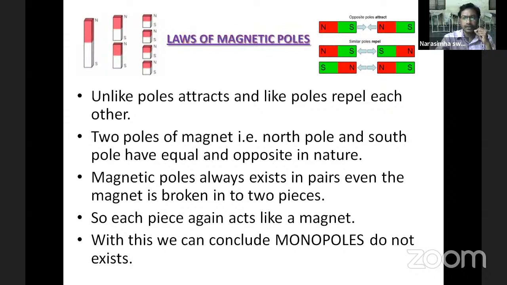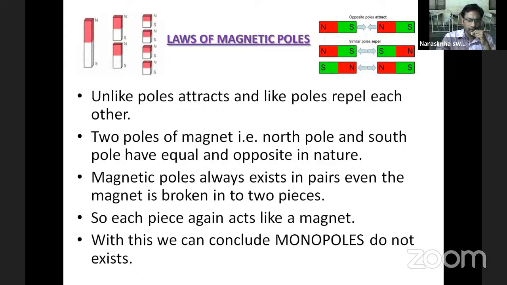See here, in the right side top corner, you can see the picture, opposite poles. South and north poles are attracting and similar poles are repulsive. Okay, so north poles repel, south poles repel, and here unlike poles attract. This is a very important property of the magnet.